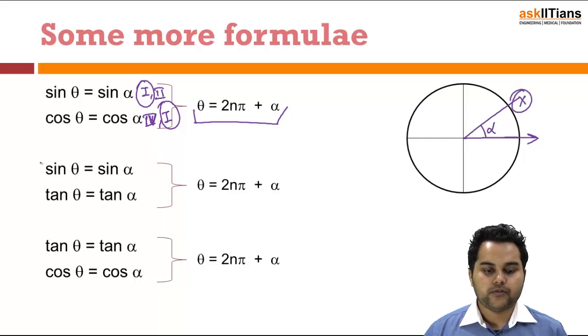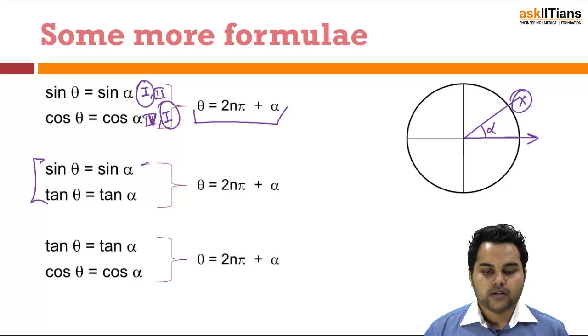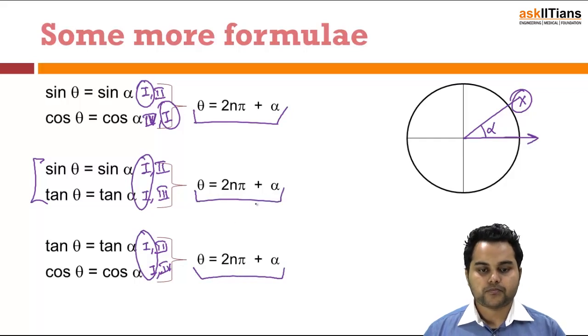Same logic can be applied for sin theta is equal to sin alpha and tan theta is equal to tan alpha, as sin would be positive in the first and second, and tan theta would be positive in the first and third quadrant. So again, this is the common region for tan and cos, first and third for tan, and first and fourth for cos. Again, the first quadrant would be common, that's why we have the same form of solution.